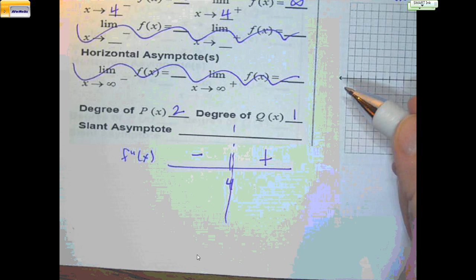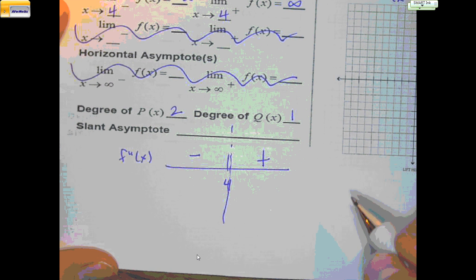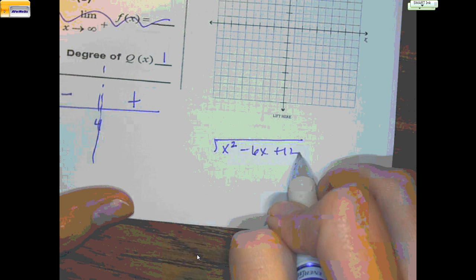How do you find a slant asymptote? Long division. And this really isn't that bad. And actually, you could just factor and get this one. Couldn't you probably? Maybe, maybe not. Actually, you can't. Never mind. x squared minus 6x plus 12 goes on the inside. We're dividing by x minus 4.